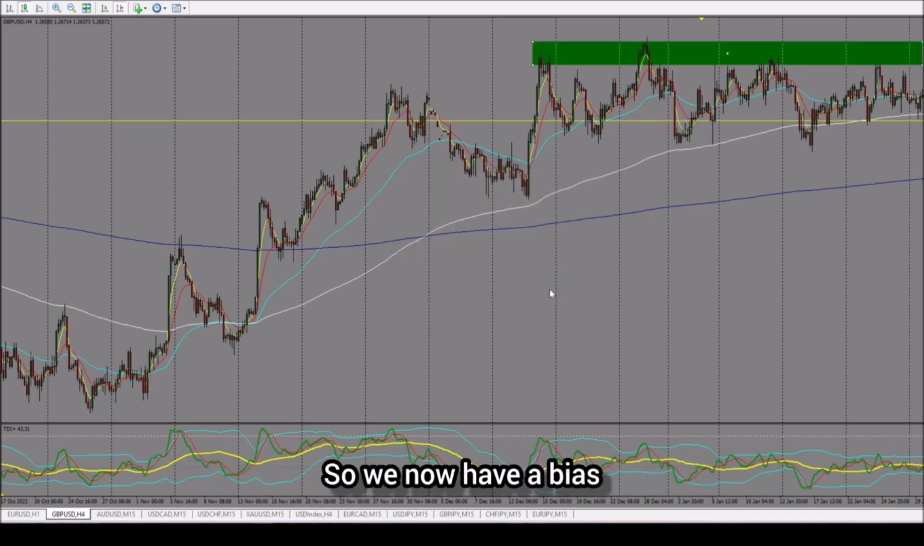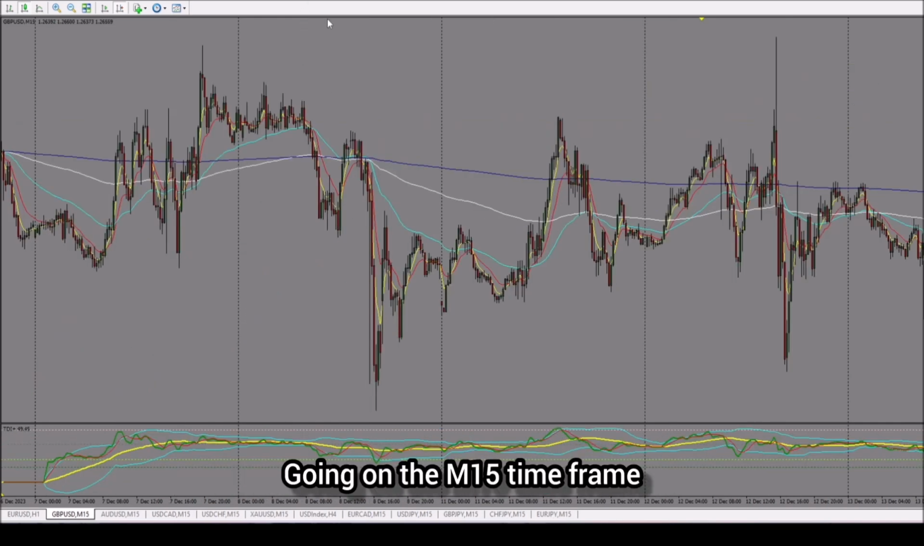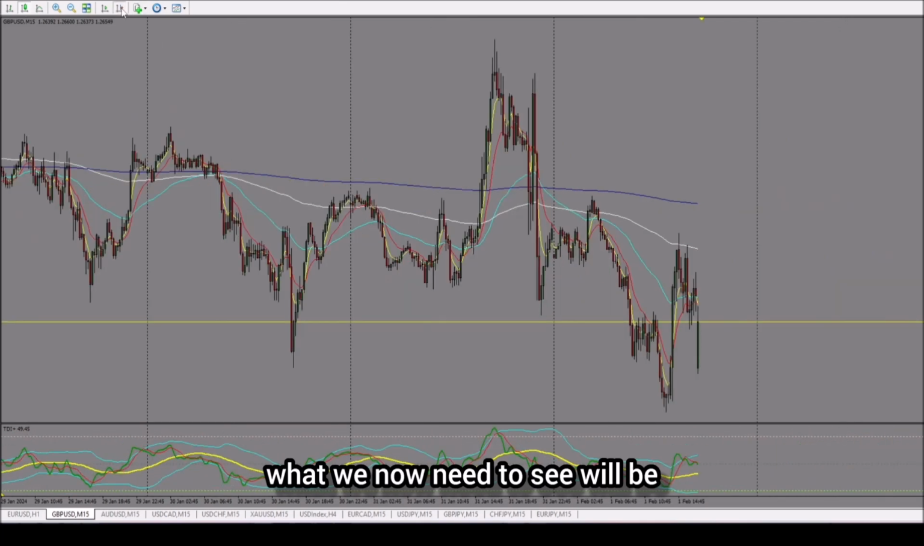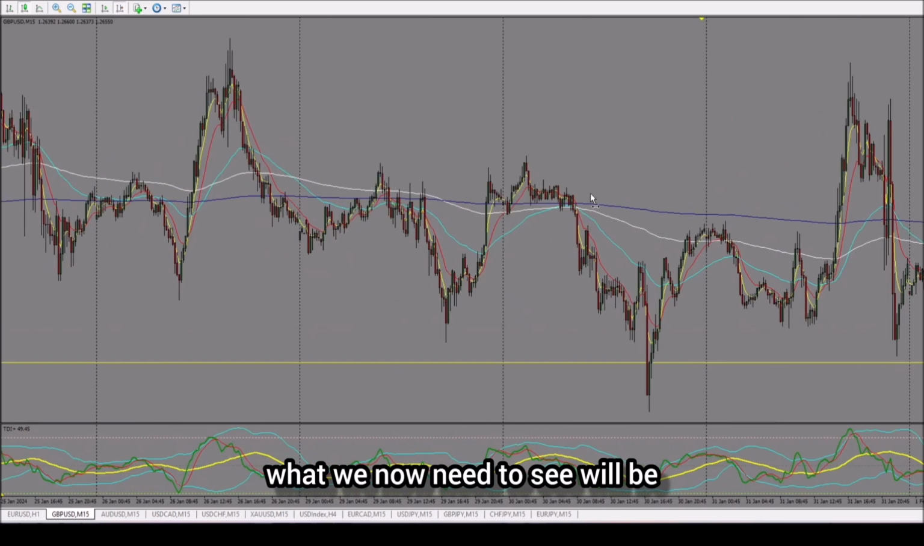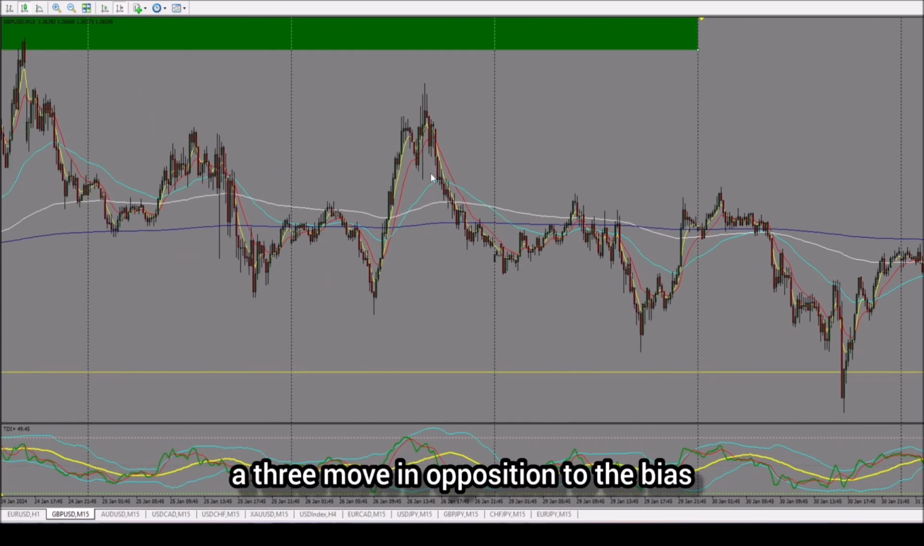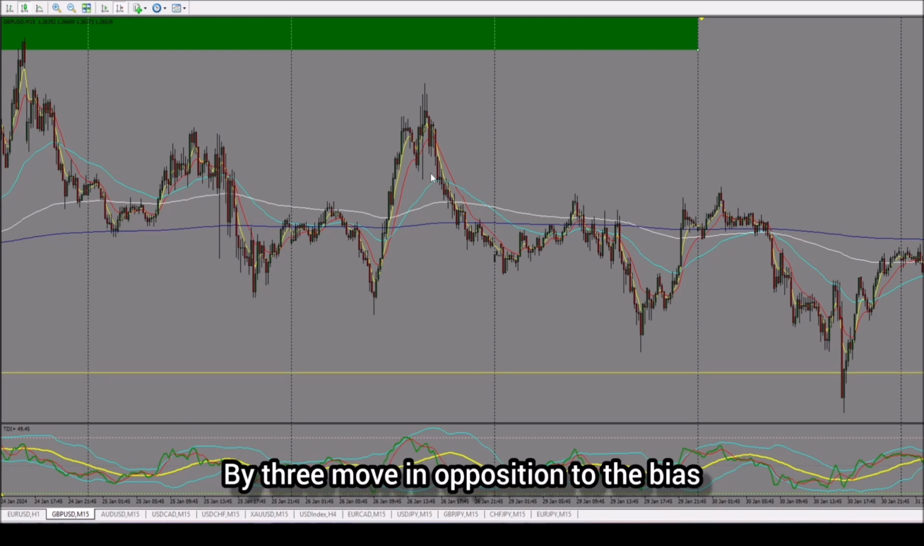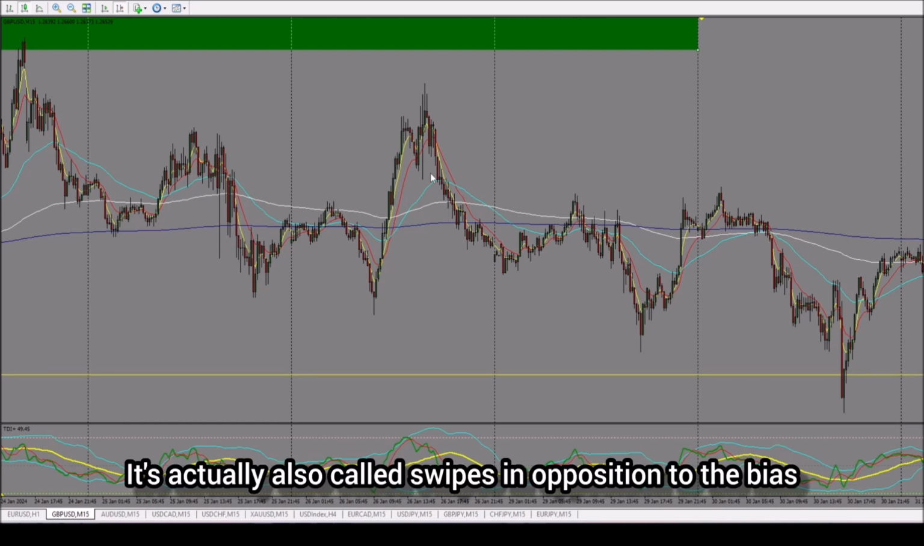So we now have a bias. A bias is to go down, and if that bias is to go down, it means we are going to look for sales on the lower time frames. Going on the M15 time frame, what we now need to see will be a 3 move in opposition to the bias. By 3 move in opposition to the bias, it's actually also called swipes in opposition to the bias.